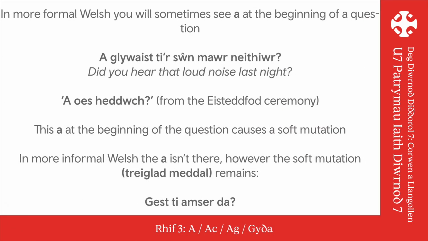A. In more formal Welsh, you will sometimes see a at the beginning of a question. A glywaist ti'r sŵn mawr neithiwr? Did you hear that loud noise last night? A oes heddwch? Is there peace? From the Eisteddfod ceremony. This a at the beginning of a question causes a soft mutation, treiglad meddal. In more informal Welsh, the a isn't there. However, the soft mutation, treiglad meddal, remains. Gest ti amser da?